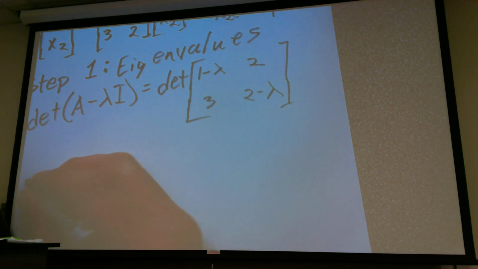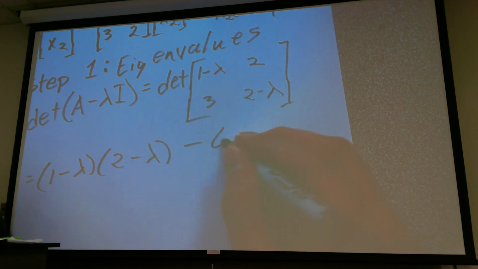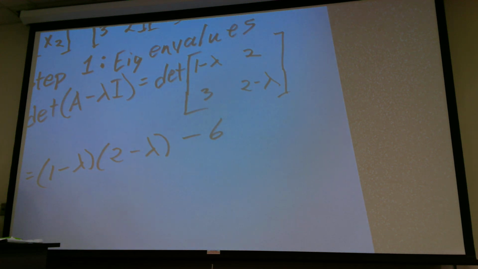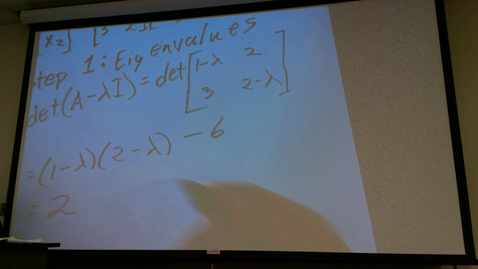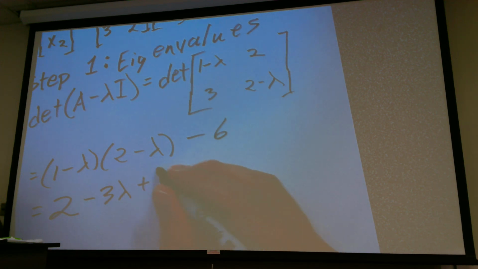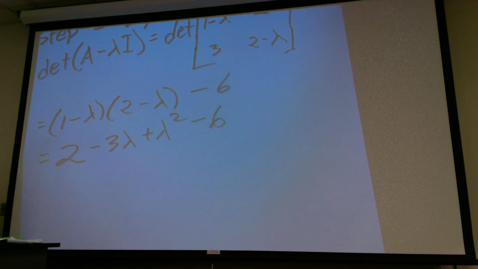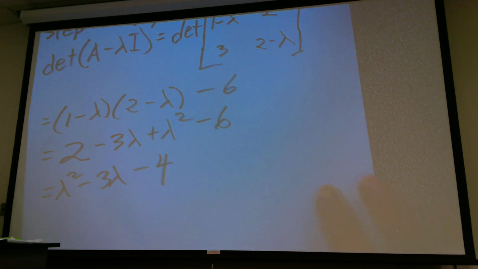Alright, so that would equal now 1 minus lambda multiplied by 2 minus lambda, and then minus 6. Okay. So, well, 1 times 2 is just going to be 2. And then negative 2 lambda, negative 1 lambda, that would be a minus 3 lambda. And then plus lambda squared, minus 6. Okay. So that would come out to be lambda squared, minus 3 lambda, and then minus 4, because we have the 2 and the negative 6.